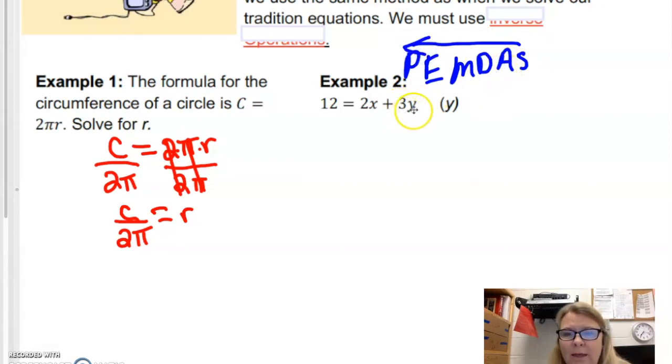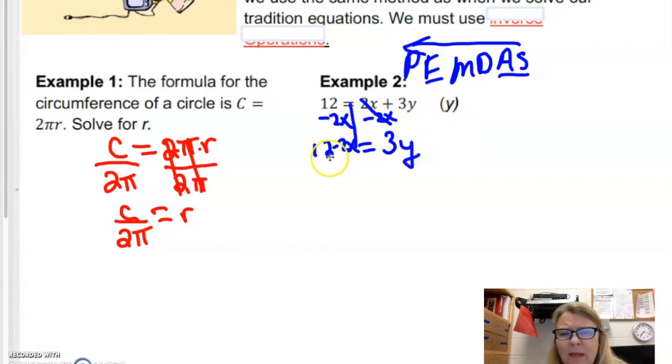So looking at that, we look for any addition or subtraction, and this problem has some right here. Here's an addition problem. We need to get rid of what's being added to the 3y. What's being added? A 2x. So we're going to subtract 2x from both sides. If we do it to one side of the equation, you've got to do it to the other side. So we have 12 minus 2x on this side is equal to, here, the 2x minus the 2x goes to 0, and it leaves you with 3y.